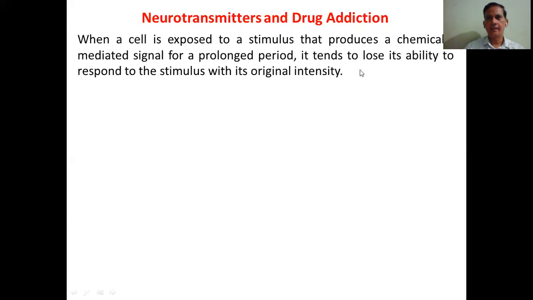Similarly, it's the case with receptors here. If a receptor is stimulated by a large amount of chemical mediator, it will not be able to respond to a specific stimulus given by the original molecule.